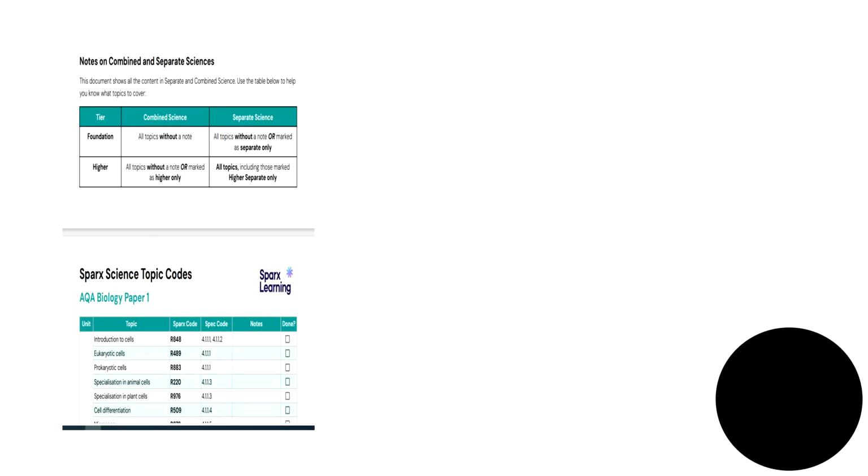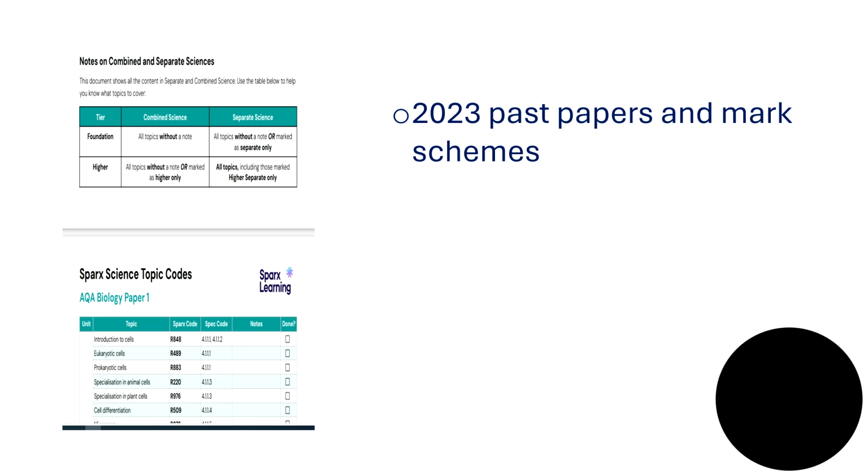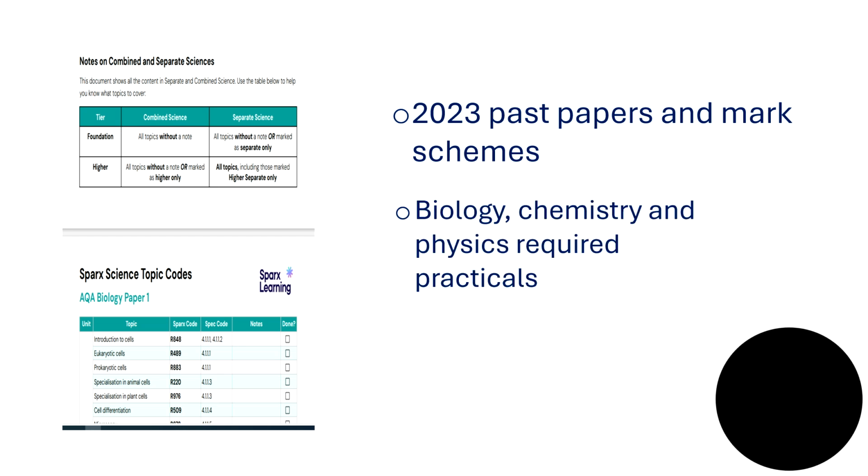I've also added a second post to Arbor, which has the list of Sparks independent learning codes, the 2023 past papers and mark schemes for biology, and the biology, chemistry, and physics required practicals. All three of them are PowerPoints, but it details each of those required practicals.